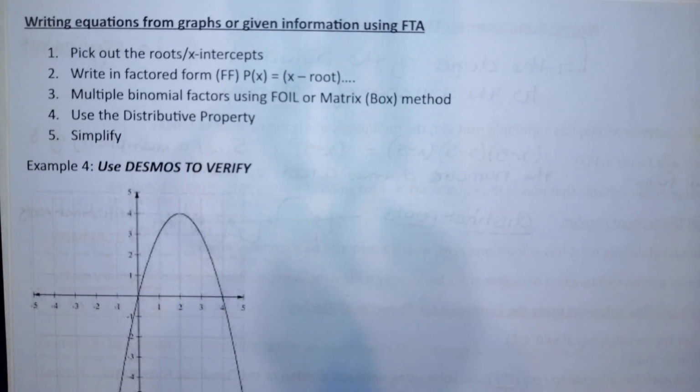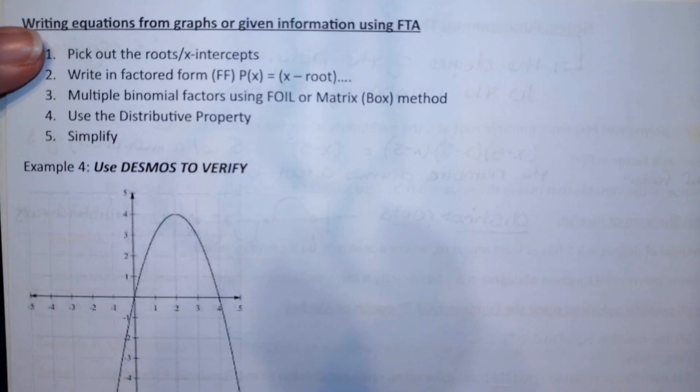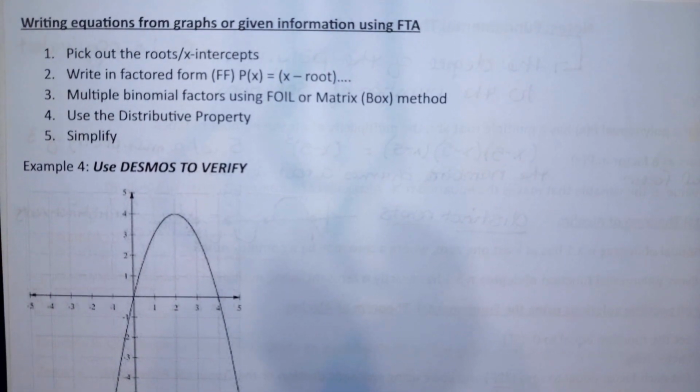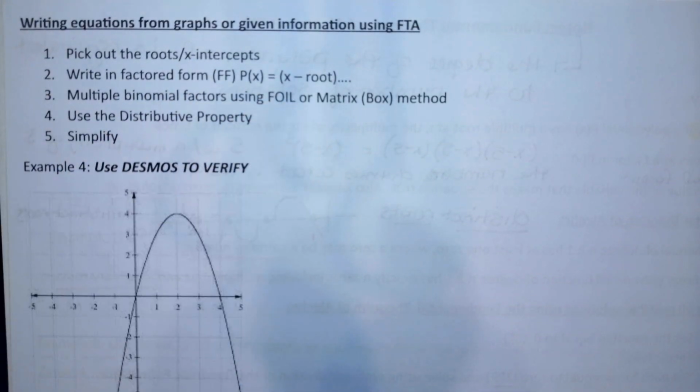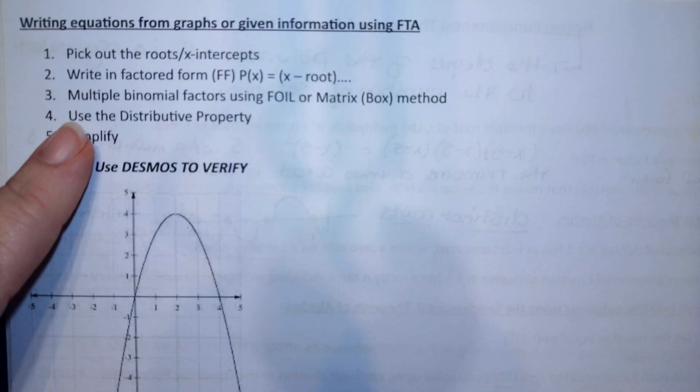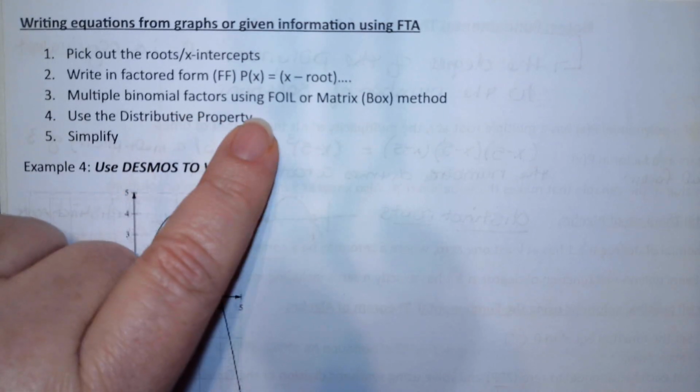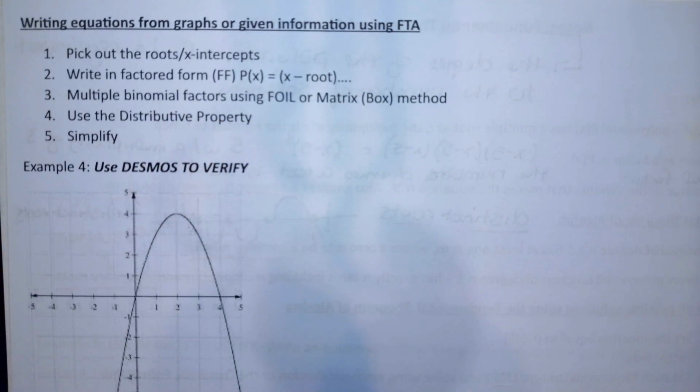Alright, writing equations from graphs or given information using FTA. Alright, so our steps here are to pick out the roots or x-intercepts, write in factor form. And remember, factor form is x minus your root. Then we'll multiply in binomials using the FOIL or matrix box method, use the distributive property, and then simplify.